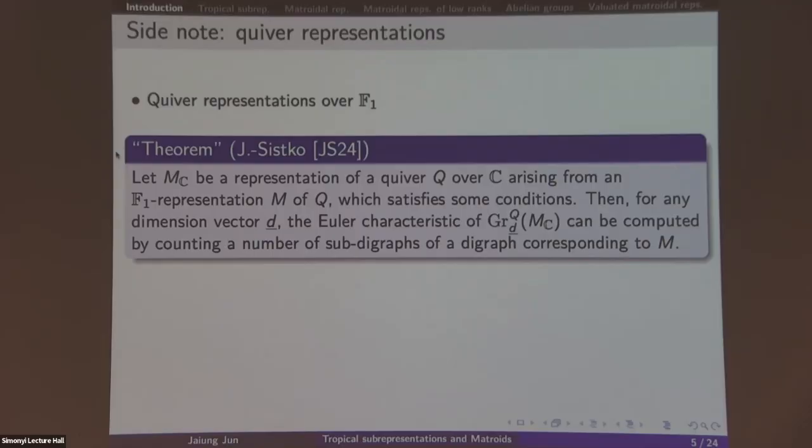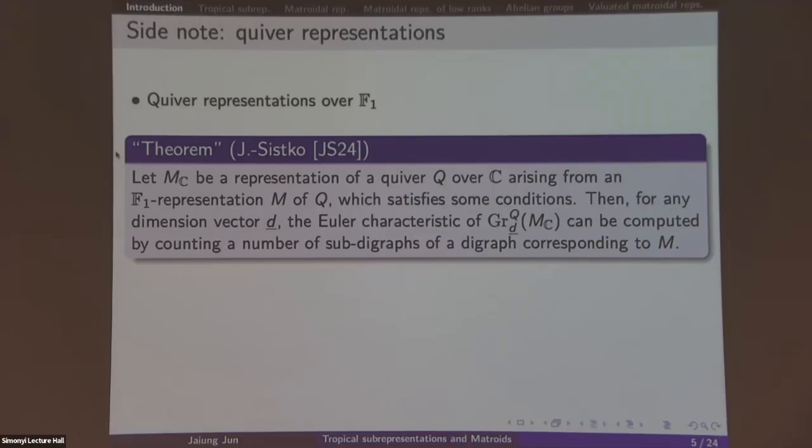The types of theorems that you can prove is that if you have a quiver representation over complex numbers which has some F1 data satisfying some conditions, then the Euler characteristic of the quiver Grassmannian can be computed purely by counting the number of subgraphs of the directed graph. And this subgraph of a digraph exactly corresponds to the subrepresentation in the F1 context. So in this case, you are actually counting F1 rational points of the F1 quiver Grassmannian.